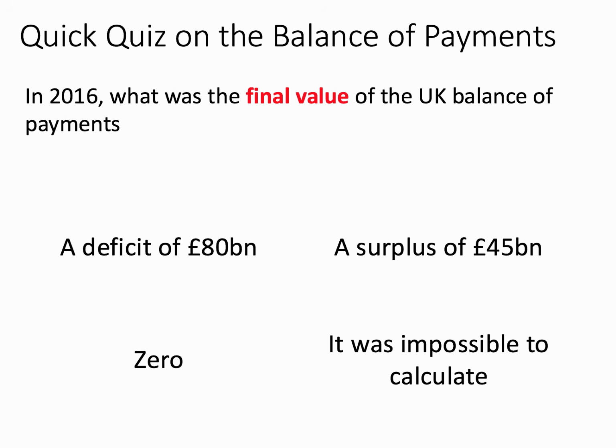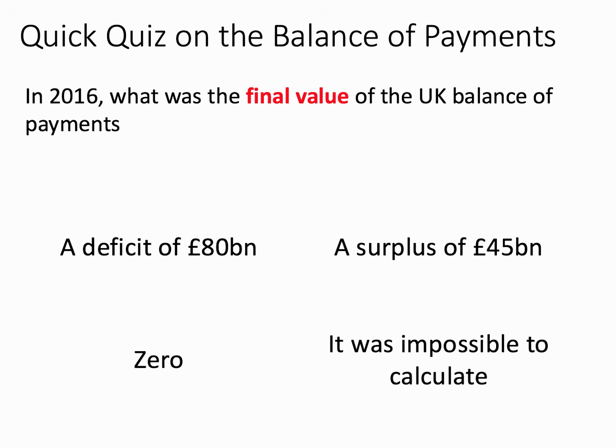In 2016, what was the final value of the UK balance of payments? Was it a deficit of 80 billion, a surplus of 45 billion, zero, or was it impossible to calculate? Press the pause button. I'll be back in a few seconds with the answer.